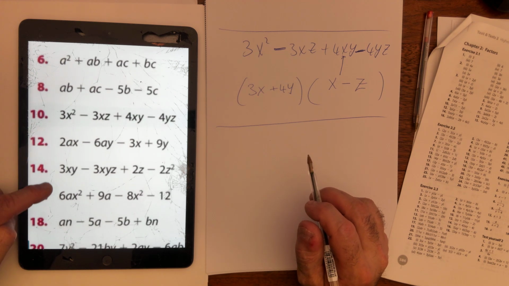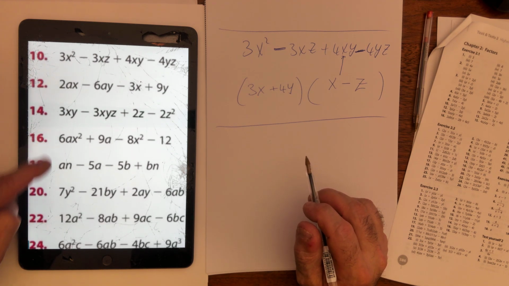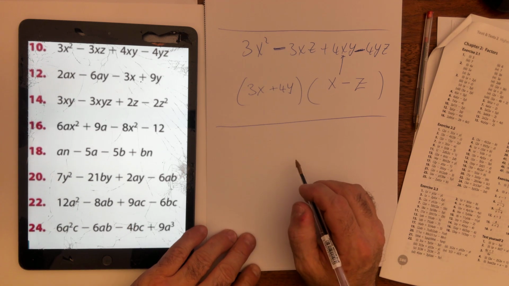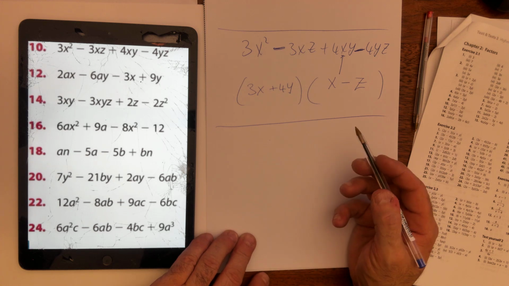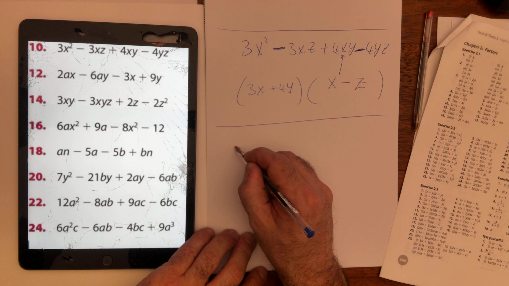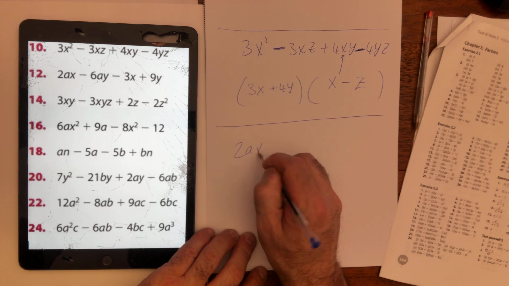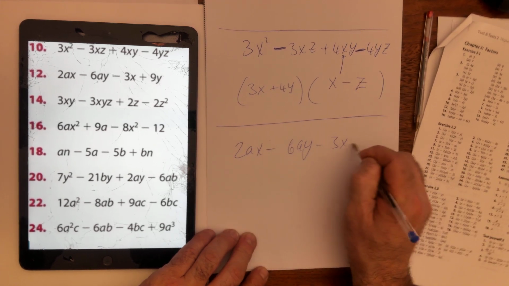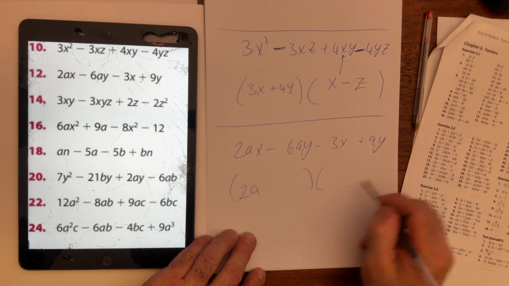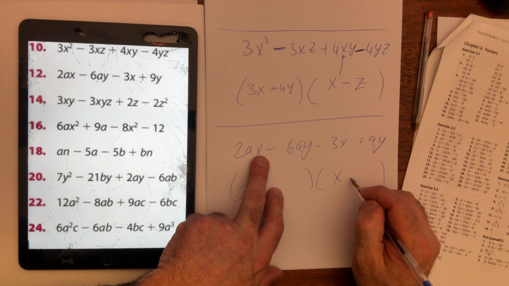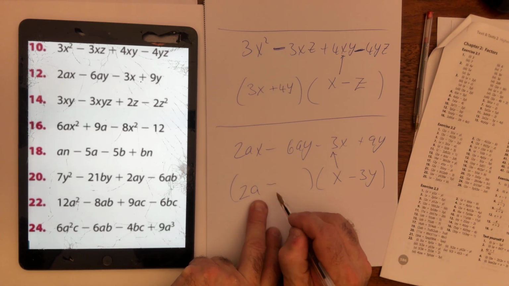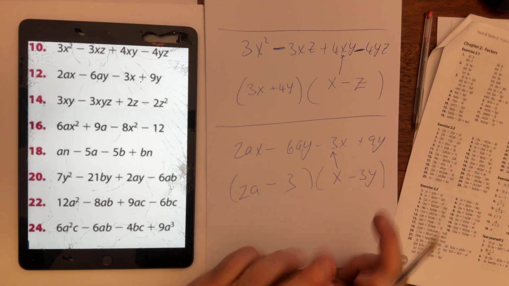I'll do just a few more just to see what comes up and give you confidence in this method. I might just speed up though, which sounds appalling because I know it's school maths. However, you do have pause. Okay. 2ax minus 6ay minus 3x plus 9y. Out comes 2a. What stays inside is x minus 3y. That will divide in there to give minus 3. And that works.